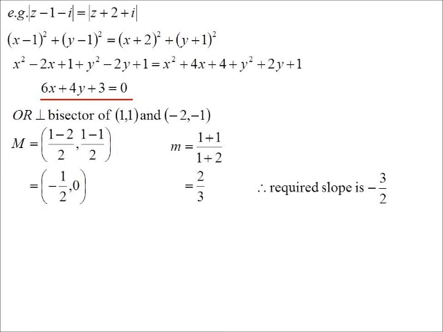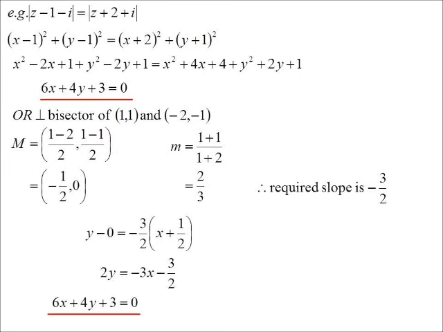We have a point there. We have a slope. Point slope formula. And you see we end up with the same answer. So, a couple of ways of approaching that. But I guess the key thing is, if you see modulus of z minus something equals modulus of z minus something, you know that's a straight line. It represents a straight line.